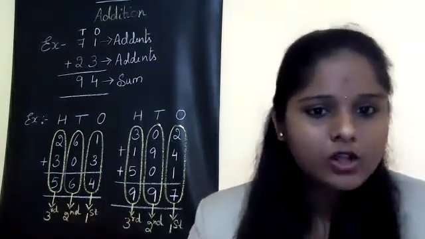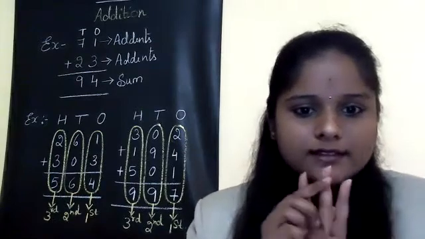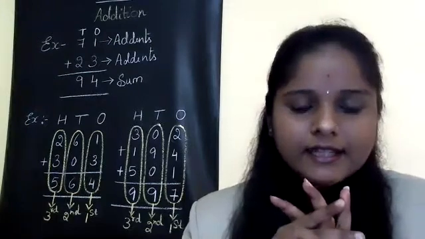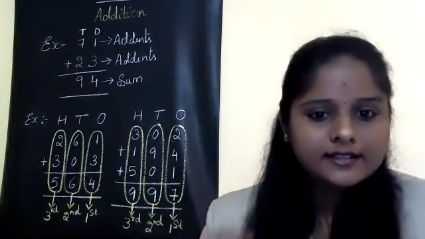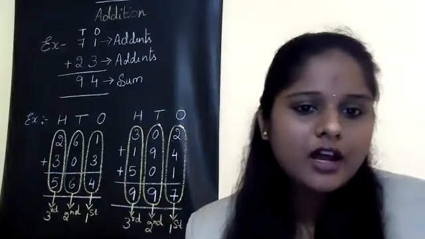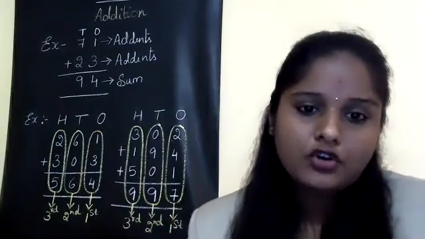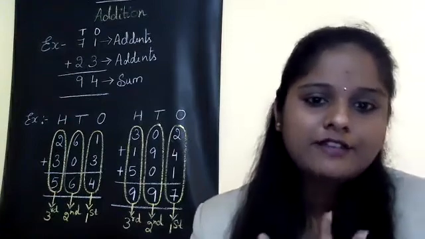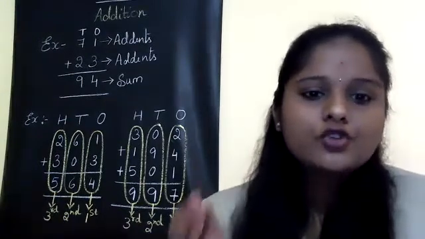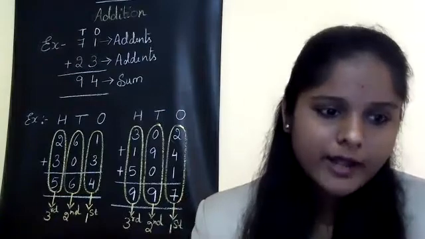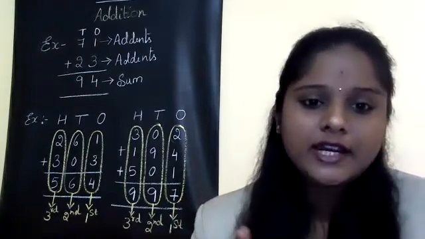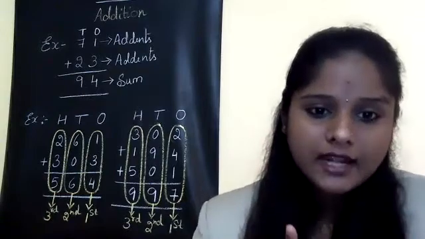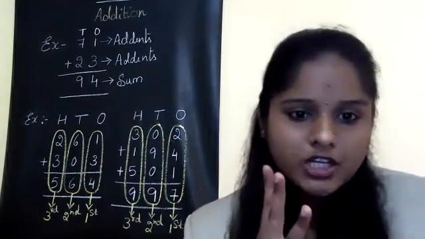Now did I add all the 3 places? Ones, tens and hundreds place. Did I add all the 3? Yes. So my answer, that is the sum, will be 564, if I add 261 plus 303. This is about addition of two 3-digit numbers.